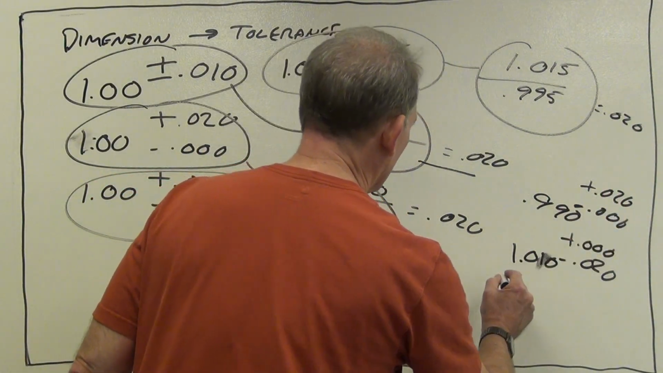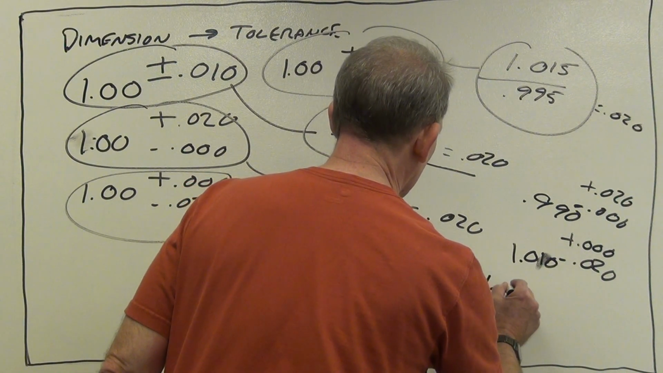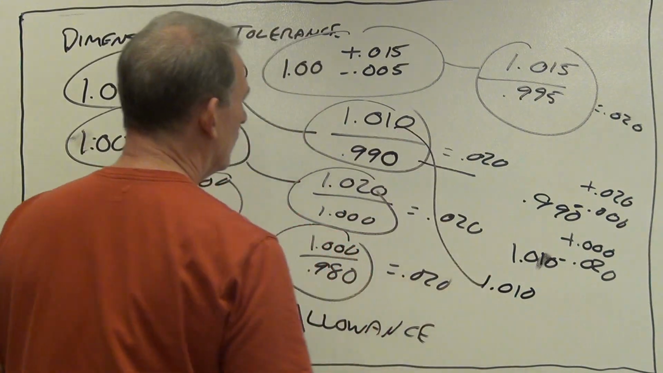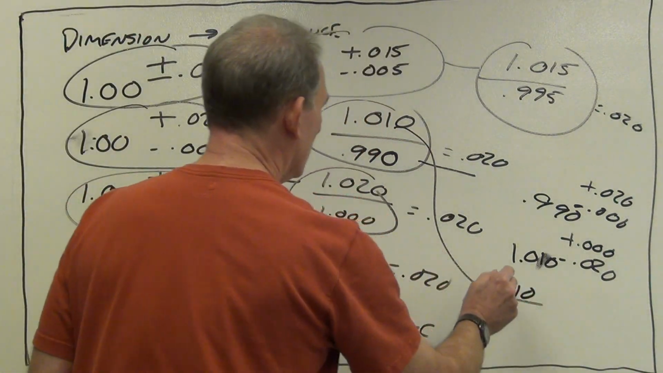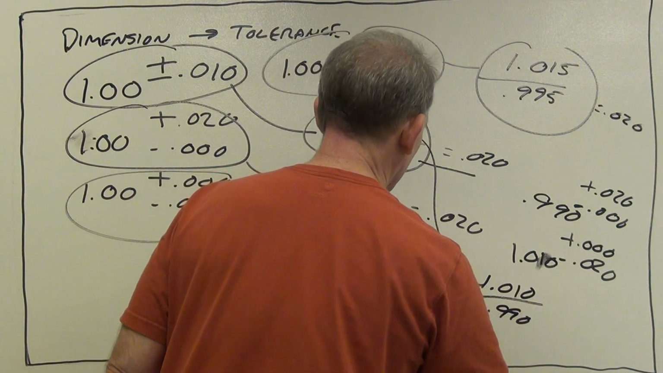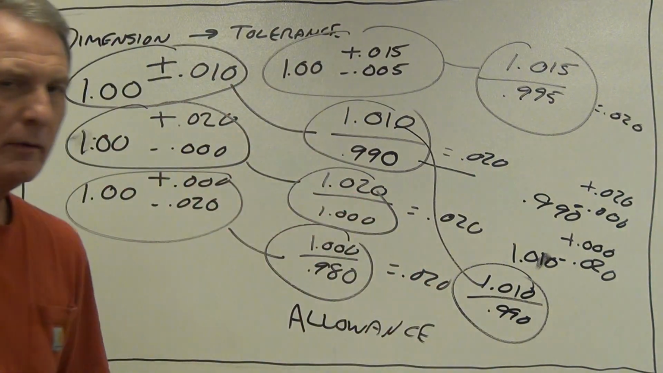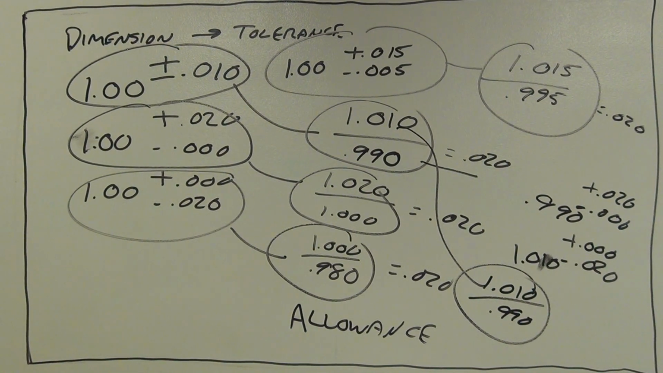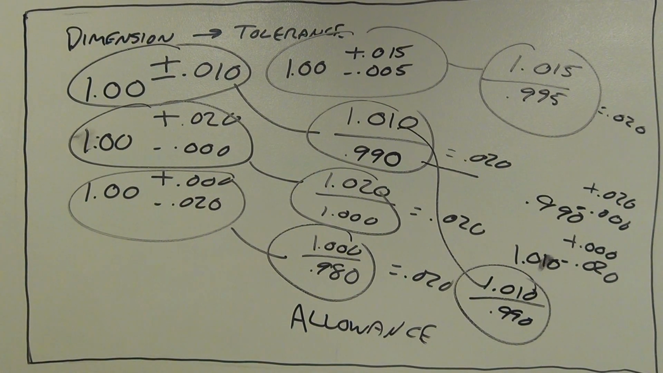990 plus 20 thousandths is 1 inch 10, and 1 inch 10 less 20 is 990. So my limits are the same in both of those instances, so I've converted successfully from bilateral to limit to unilateral in one direction, unilateral in another direction.